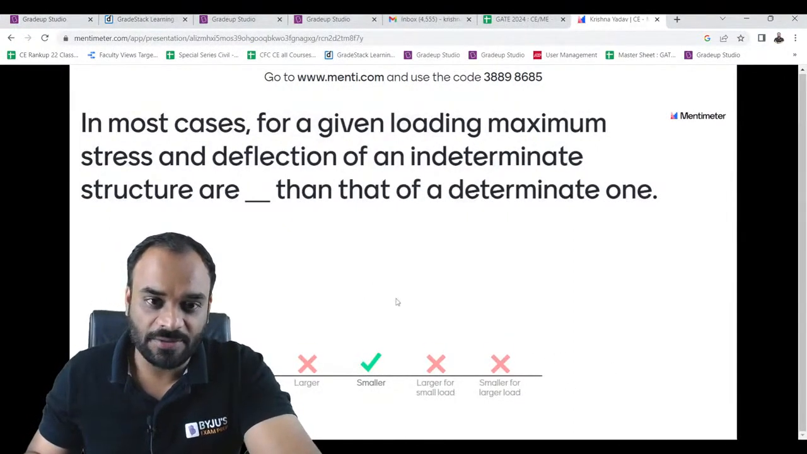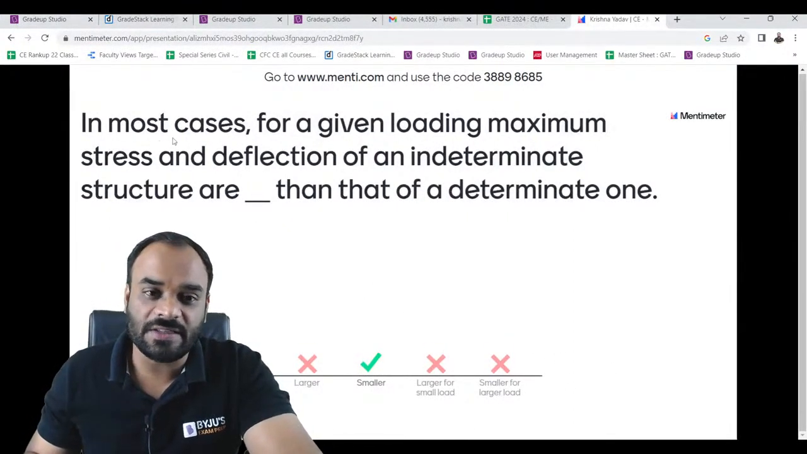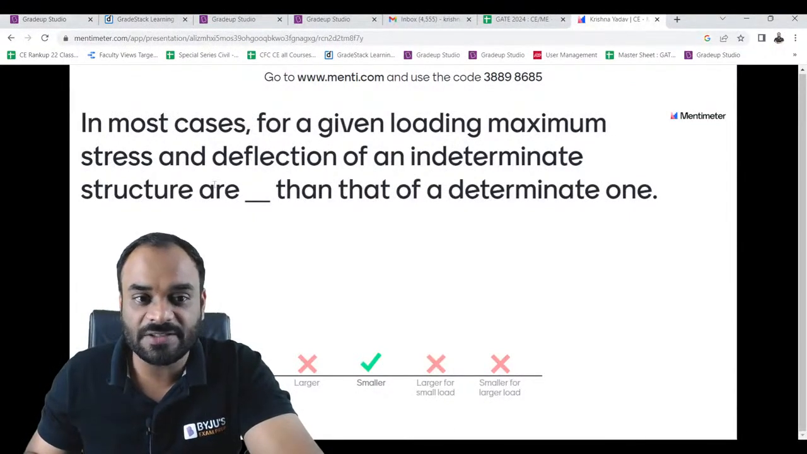Very nice, smaller. Okay, so in most of the cases for a given loading, maximum stress and the deflection of indeterminate structure are what? Smaller than the determinate one.